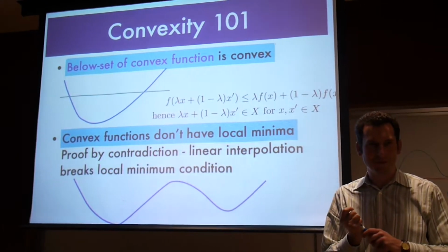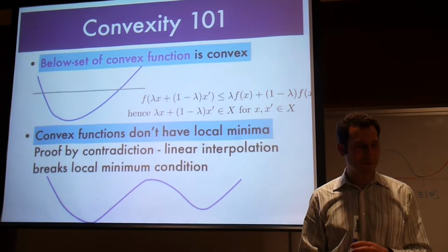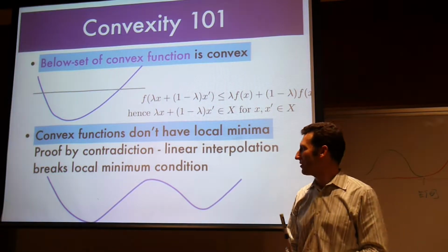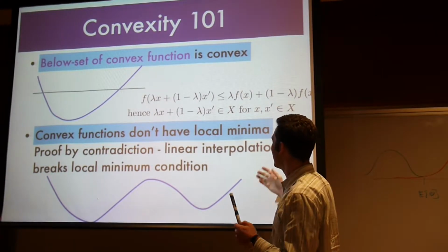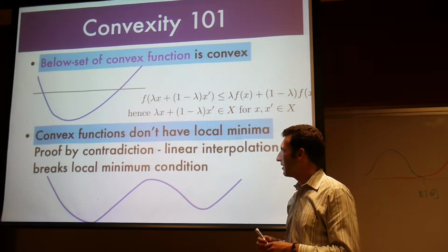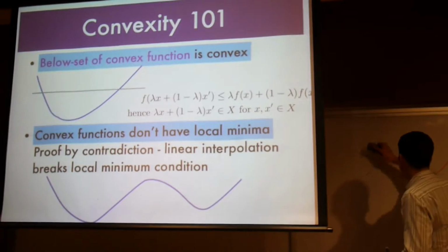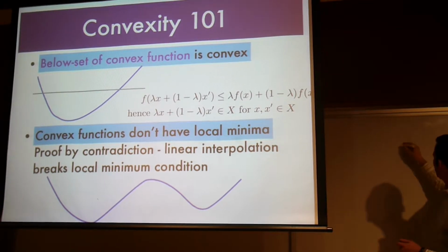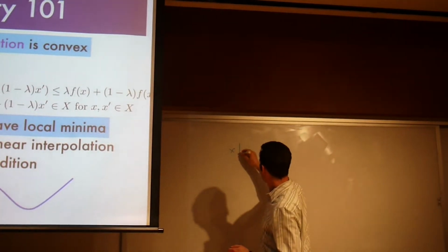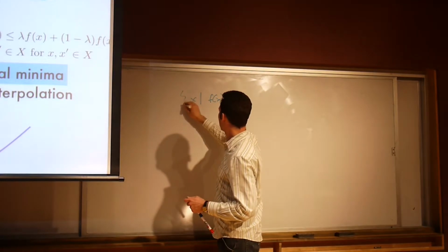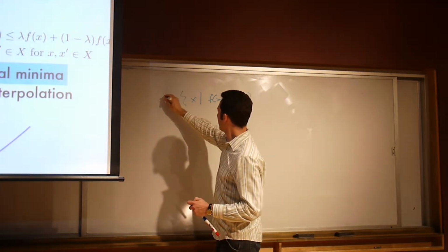The first thing that you can immediately see is that the below set of a convex function is convex. How are we going to see that? Well, we pick some threshold, let's say C, and we pick 2 points within that set. Let's just prove it. I pick all points with the property that f of x is less than or equal to some constant. I define the set to be C.